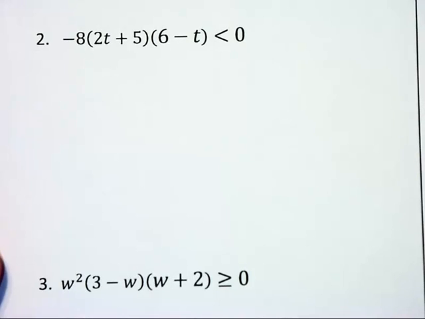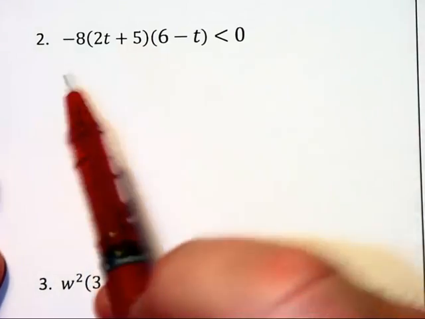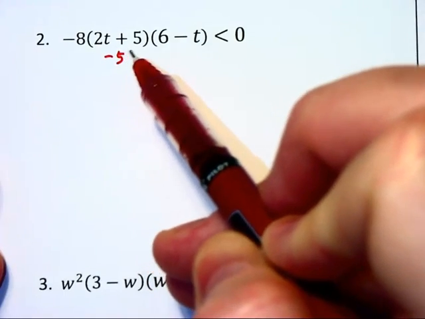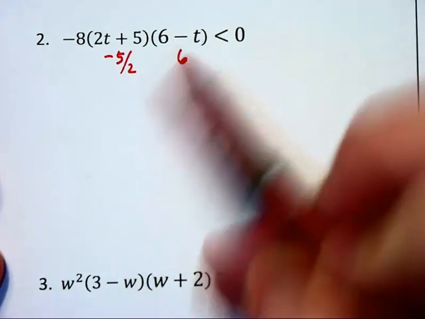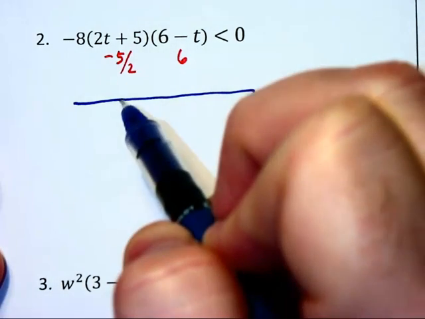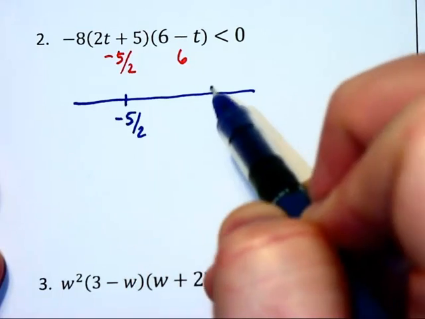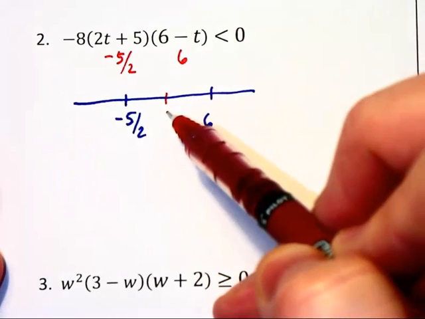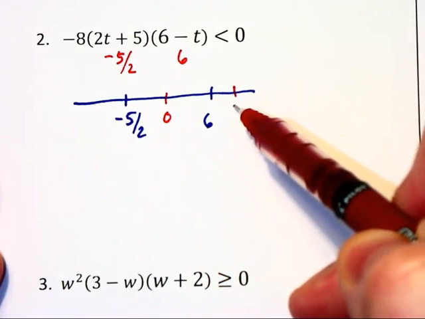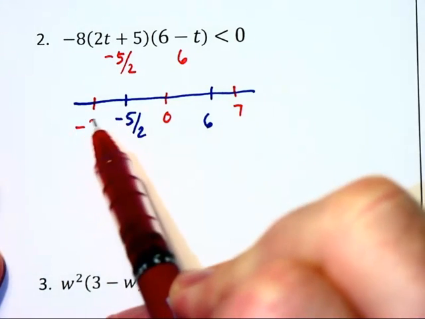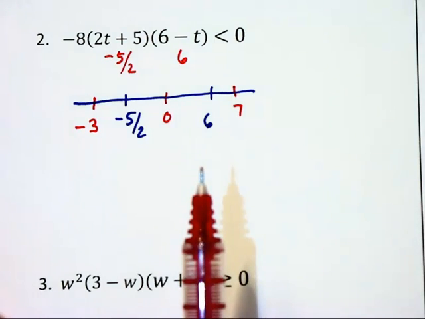This next problem is also given to us in factored form. Let's try and identify the critical values, which will be -5/2 and 6. 6 minus 6 is 0. And let's draw a number line and put them in their respective positions, -5/2 and 6. And I always like 0 as a test value because it's easy to substitute in. And I will choose 7 on the right. On the left, this is a -2.5, so I will choose -3 as a test value in the leftmost region.